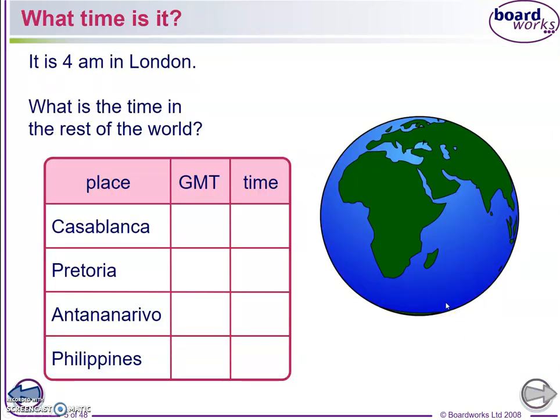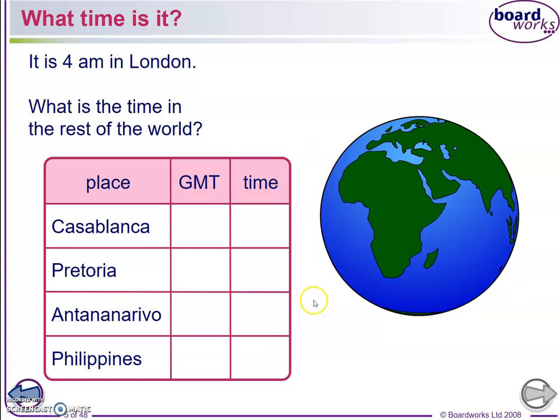Okay, moving on, we're going to be looking at time zones now. As you can see at the top of the screen, it is 4 a.m. in London. It's obviously not 4 a.m. right now when you're doing this lesson, because that would be silly. But for this example, we'll take it as 4 a.m. in London. What is the time in the rest of the world?